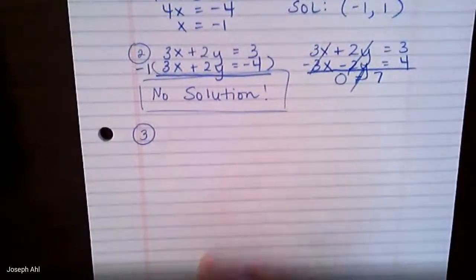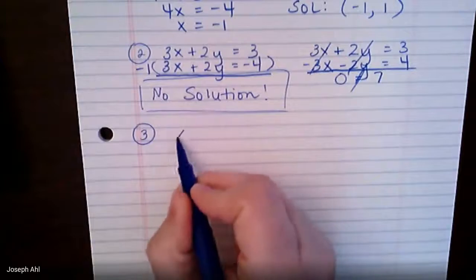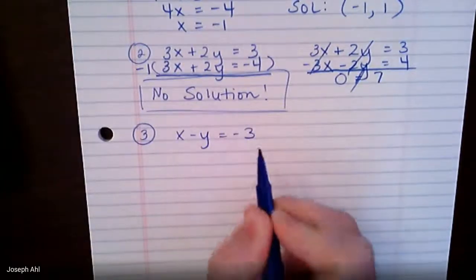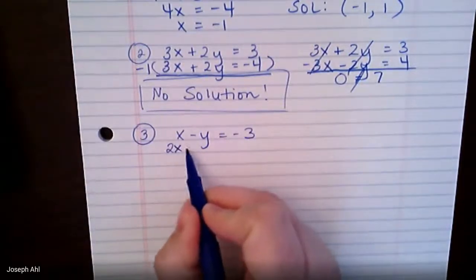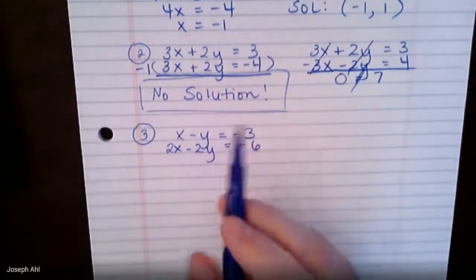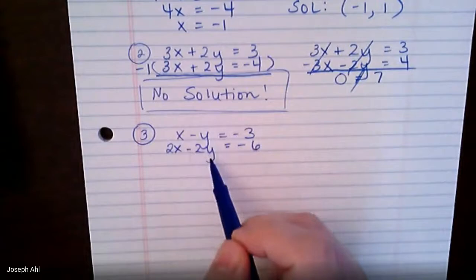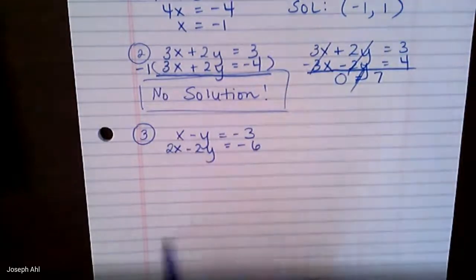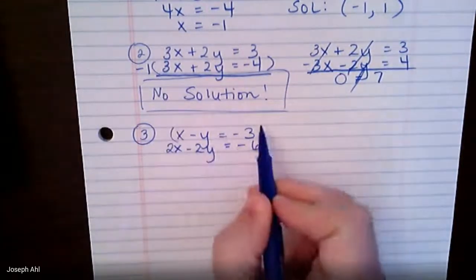All right, we've got one more case to examine. If I have x minus y equals -3, 2x minus 2y equals -6, I'm going to decide, okay, which one do I want to eliminate, the x's or the y's? Maybe I'll go back to the x's this time.